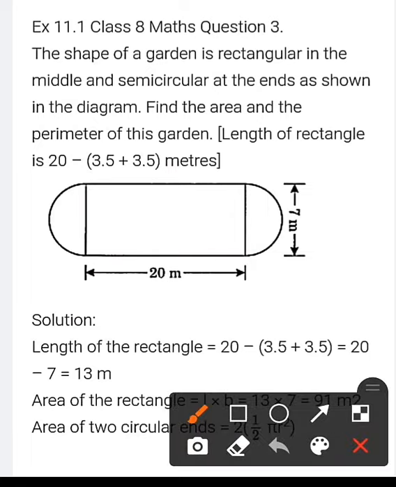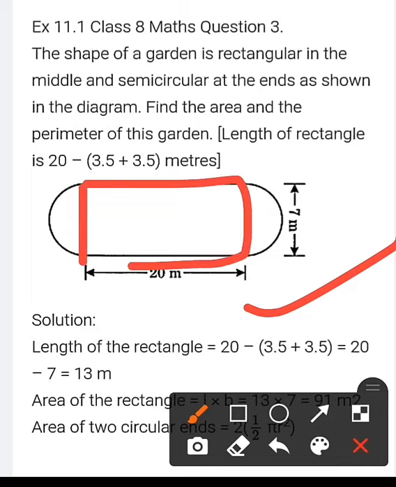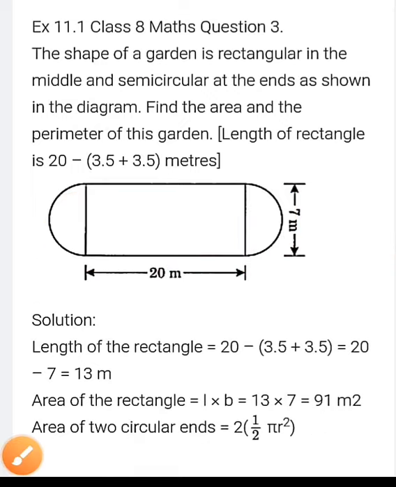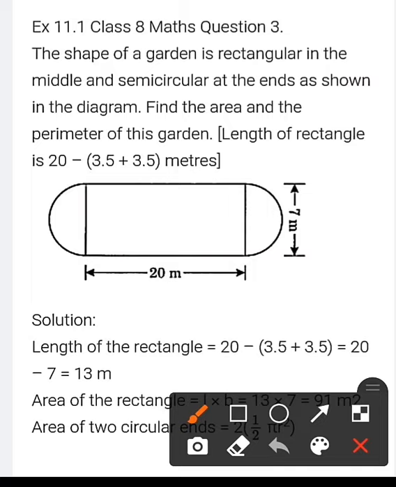First of all, you need to see the shape which is given to you carefully. The shape in the middle is a rectangle, and the end parts are semicircles. See, this is a half circle and this is a half circle, both the same. So find the area and the perimeter of this garden. We need to find out its area and perimeter.